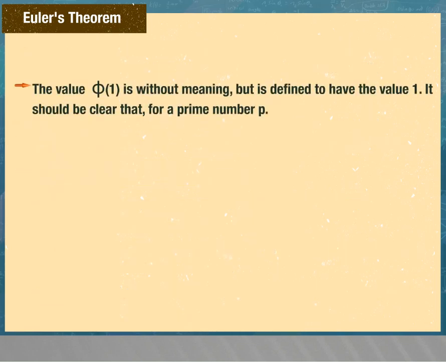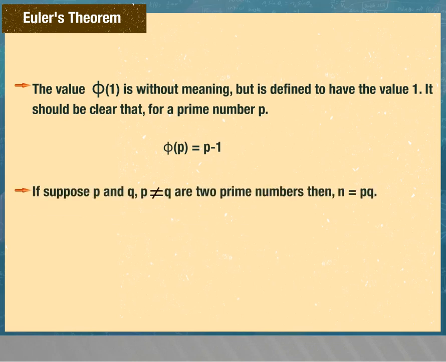The value phi of 1 is without meaning but is defined to have the value 1. It should be clear that for a prime number p, phi of p is equal to p minus 1. Suppose p and q, p not equal to q, are two prime numbers. Then if n is equal to pq, phi of n is equal to phi of pq, which is equal to phi of p into phi of q, which is equal to p minus 1 into q minus 1.